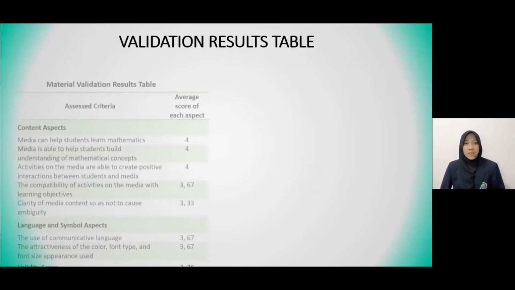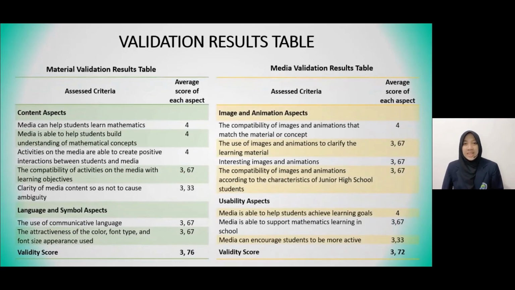Next, the fourth stage of media development is implementation. In this stage, expert validation is carried out. Expert validation consists of media validation and material validation by 3 validators, namely a mathematics education lecturer with a doctoral degree as a material and media expert and 2 master students of the mathematics education department. As we can see on the validation result table, the material validity score of the media is 3.76 and the media validity score is 3.72. This score indicates that the developed media is included in the valid category.